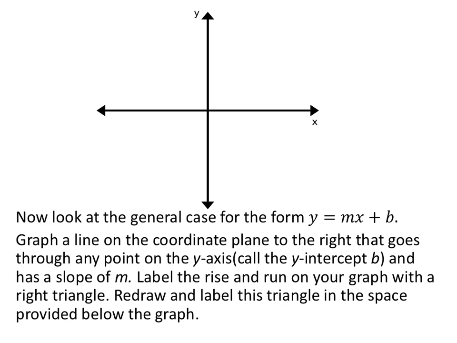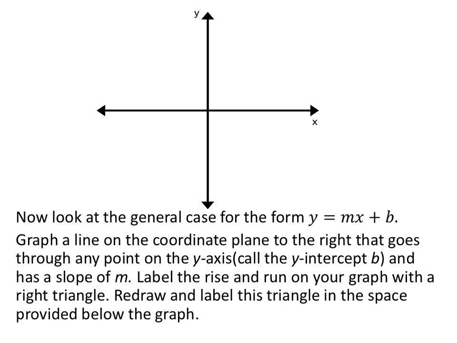Now let's look at the general case for y equals mx plus b, and we'll graph a line on the coordinate plane to the right that goes through any point on the y-axis called the y-intercept b. And it has a slope of m. We'll label the rise and run on the graph with a right triangle and redraw and label this triangle in the space provided below. Then, as you can see from the rest of the instructions, we'll find an arbitrary point (x, y). Then we'll create a proportion, we'll solve the proportion, and we should get this y equals mx plus b. So this process should look pretty familiar. Here's what we're going to do.